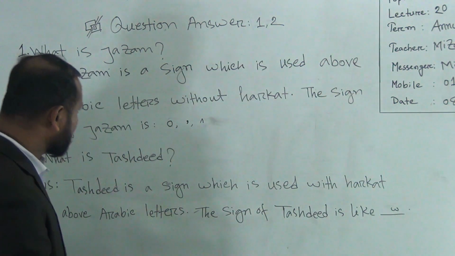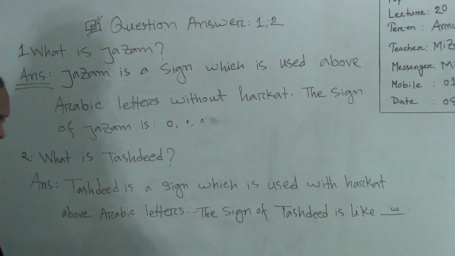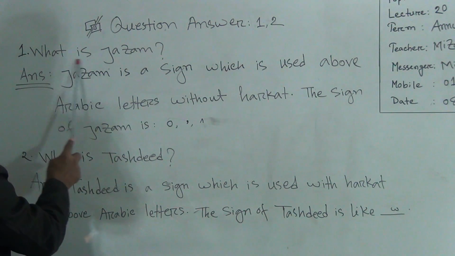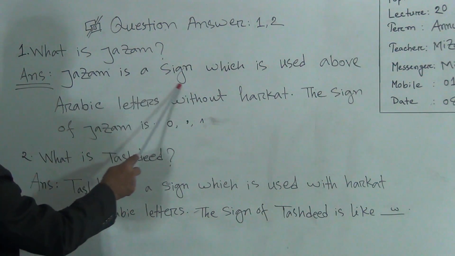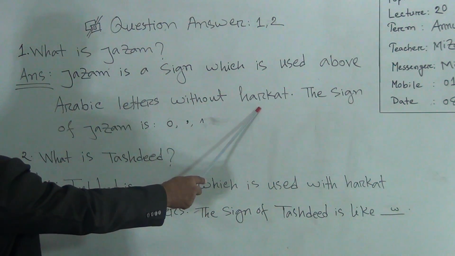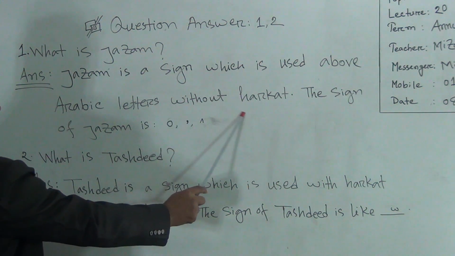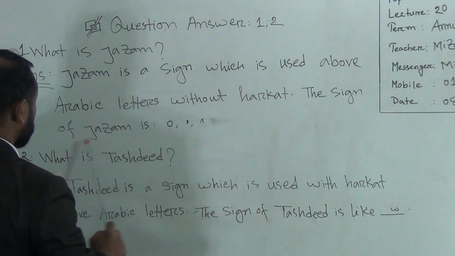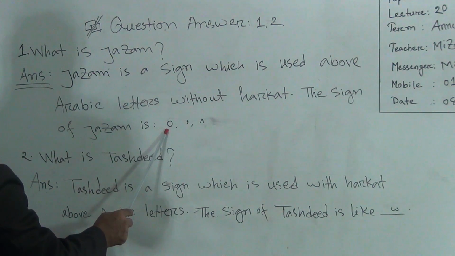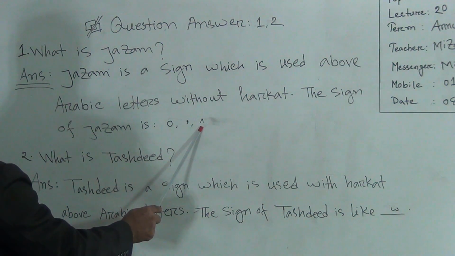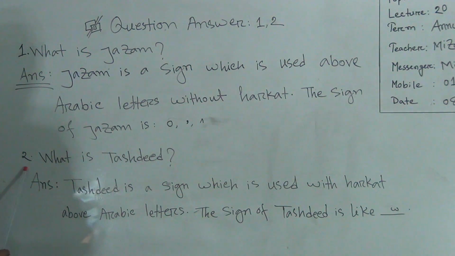Okay, dear students, now I want to repeat again. Question answer 1 and 2. Question number 1: What is jazm? Answer: Jazm is a sign which is used above Arabic letters without harkat. Jazm is used without harkat and tasdeed is used with harkat. The sign of jazm is like 0 or like comma or like 8 in Arabic.